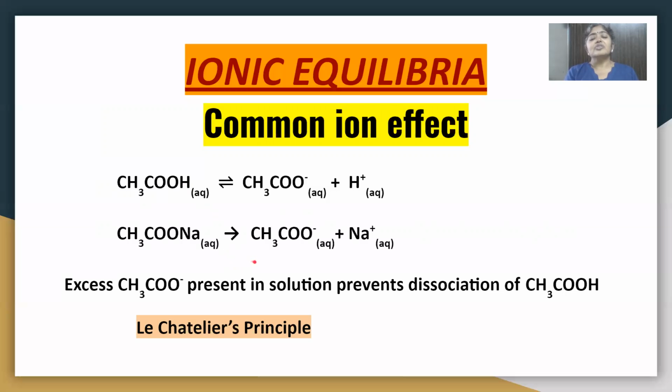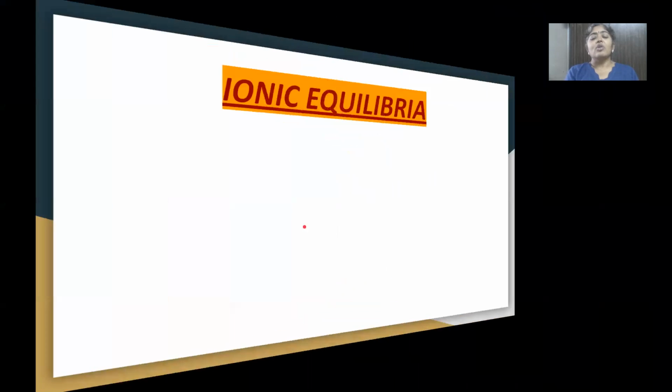that whenever there is a stress in a particular reaction, the reaction will adjust itself in such a manner that the stress gets minimized or nullified. So this effect that is generated is known as the common ion effect, because you can see here the presence of a common ion. Now let us define what the common ion effect is.